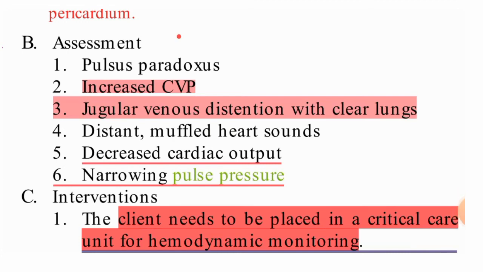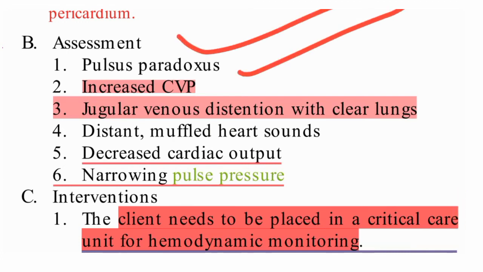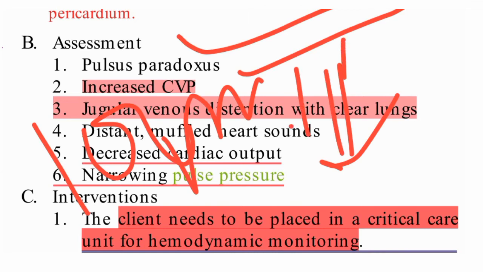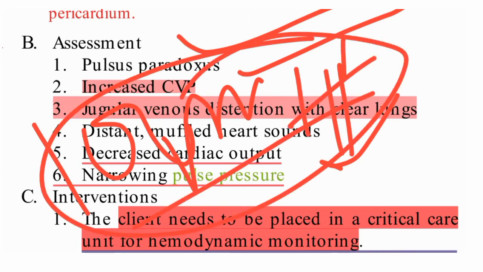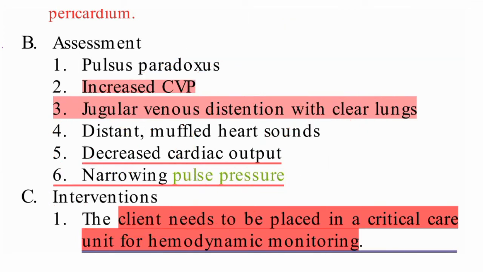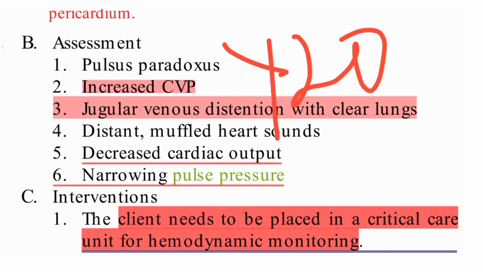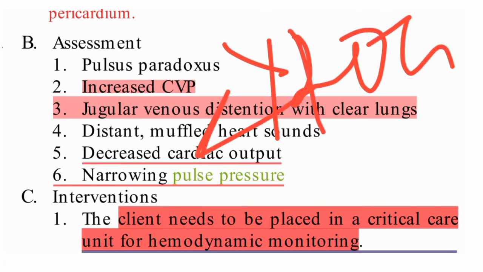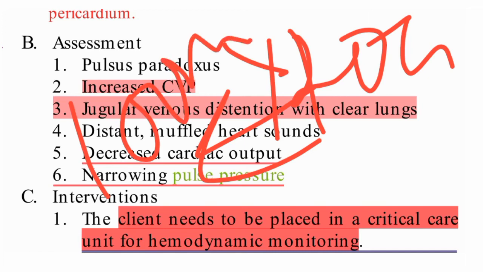So what assessments do we need to do? We need to watch for pulsus paradoxus. What is pulsus paradoxus? In this condition, the systolic blood pressure will decrease if it goes beyond 10 mmHg. If the drop is less than 10 mmHg, it is okay. If it is going beyond 10 mmHg, that means, like normal blood pressure is 110 to 140.